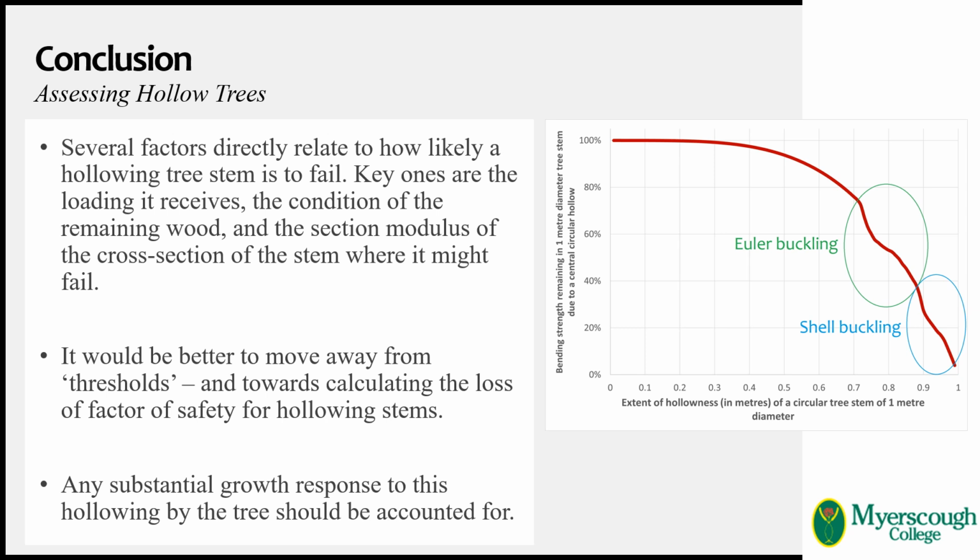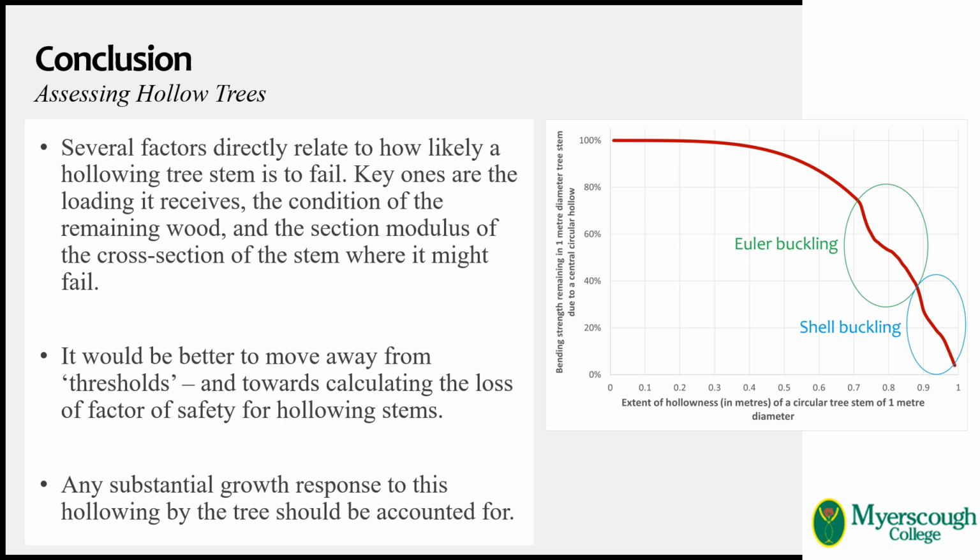We should not be using the simple measure of wall thickness, but instead model the cross-section sufficiently that we can calculate the section modulus to a reasonable level of accuracy. It would certainly be better to move away from thresholds too in measuring stem strength and rather do the more holistic job of calculating the factor of safety of a hollowing stem. Well, I say that, but realistically it'll be algorithms stored within a laptop or a computer that will do the calculations. We just need to put in a few inputs.